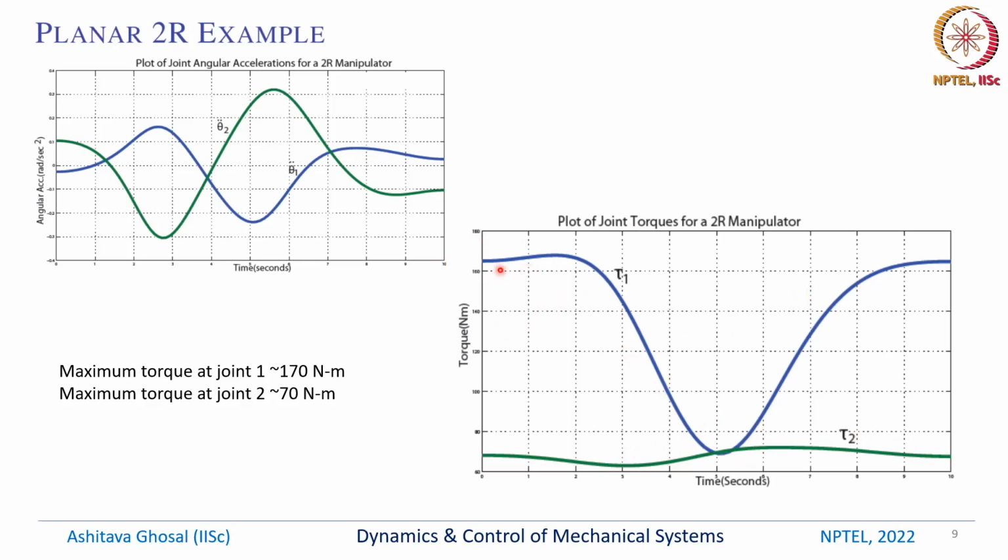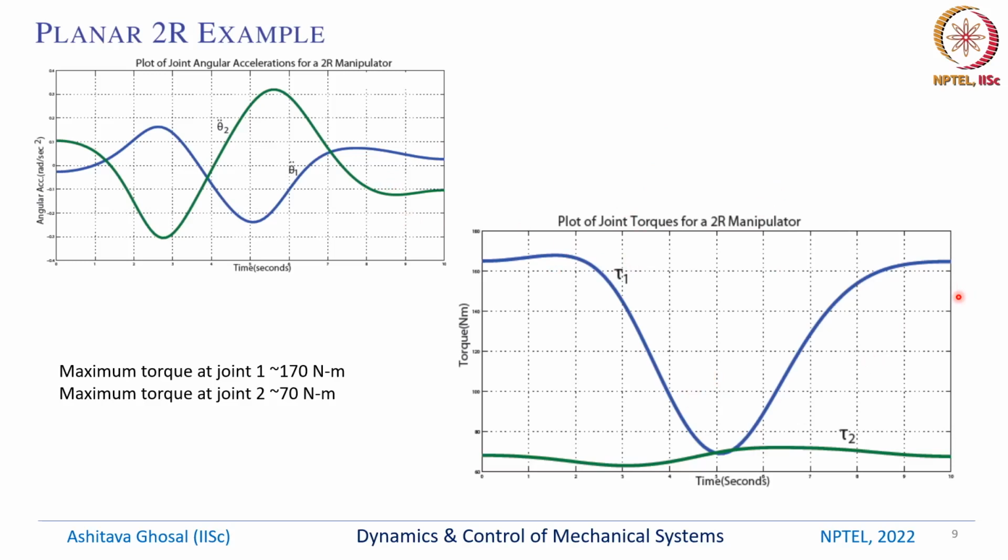So you can see that the maximum tau 1 is of the order of 170 Newton meter. The maximum tau 2 is of the order of 70 Newton meter. These numbers are not important, but basically what I'm trying to show you is for a given theta 1, theta 2, theta 1 dot, theta 2 dot, theta 1 double dot and theta 2 double dot, basically the trajectory of this multi-body chain, in this case a 2R manipulator, I can find out the torque required to achieve that trajectory.